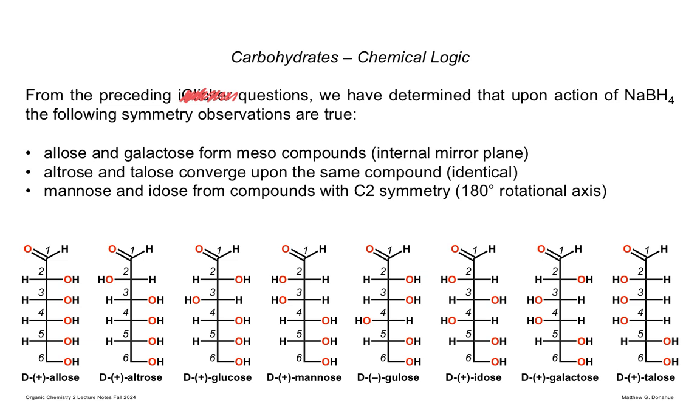So we basically use symmetry to figure out that allose and galactose form meso compounds with the internal mirror plane. Altrose and talose converge upon the same compound, so identity. Mannose and idose form C2 symmetry. They have a rotational axis. C is used in symmetry elements. The 2 basically means you take 360, divide it by the rotational axis, which is 180, that's how you get 2.